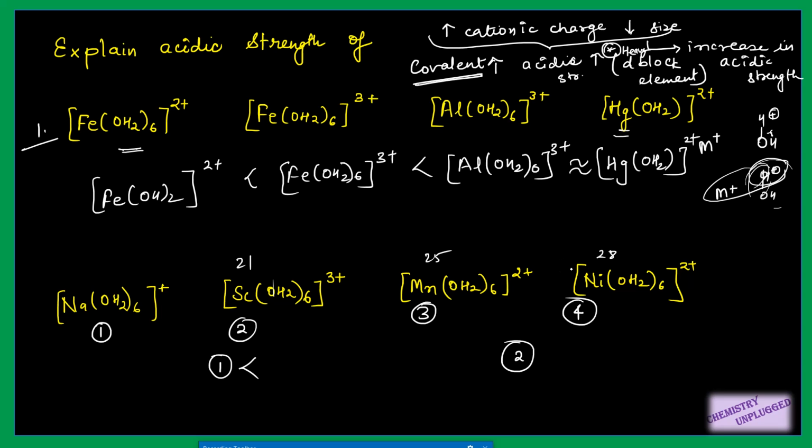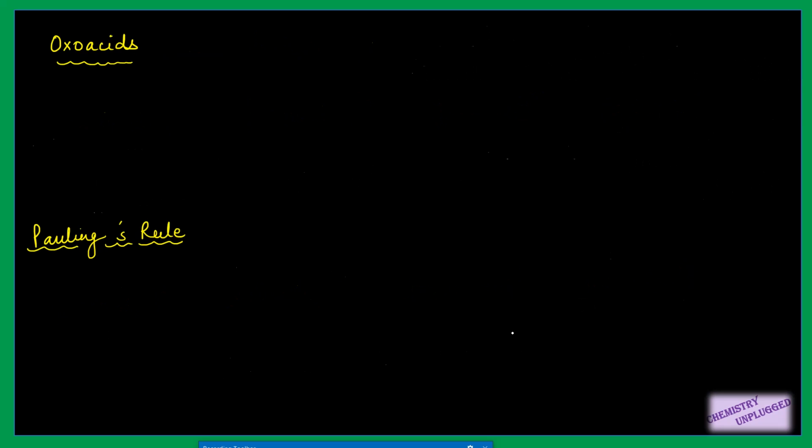Then we can compare these two, which have the same charge, but the size will be smaller for nickel, so its acidic strength will be next to the scandium complex. Then we will have this manganese complex, right? This is true for aqua acids only. We are talking about aqua acids here.